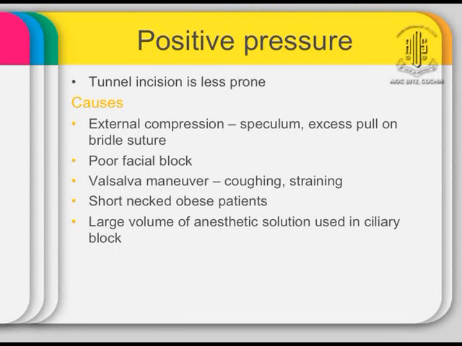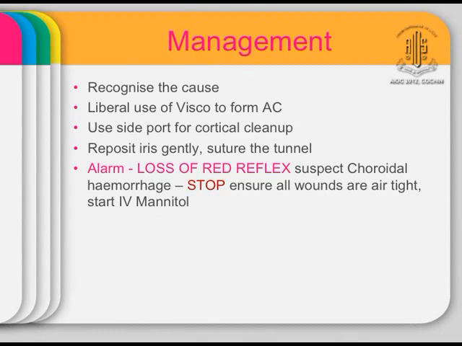Now, SICS is much less prone to this complication because if your tunnel is well constructed, the chances of positive pressure are less. Now, what can be the causes of positive pressure? External compression due to the speculum or excess pull of the radial suture, poor facial block, Valsalva maneuvers like coughing and straining, short neck and obese patients, or a large volume of anesthetic solution injected. Management is to recognize the cause, make liberal use of visco to form the AC, always use the side port for cortical cleanup and reposit the iris gently with a spatula.